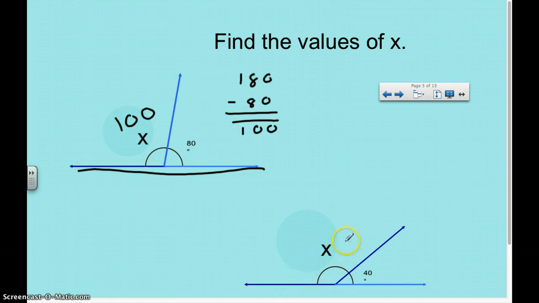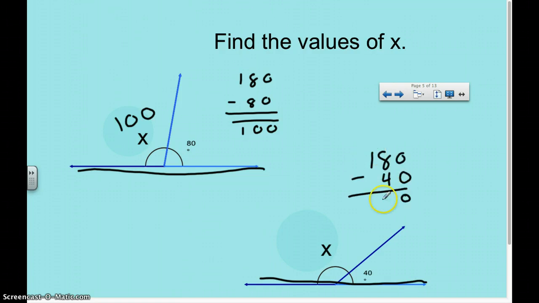This is going to equal 180 again, because it's a flat line right here. So 180 minus 40 is going to give me 140. So this is going to be 140 degrees. And make sure that you put your little symbol to show that it's 140 degrees.